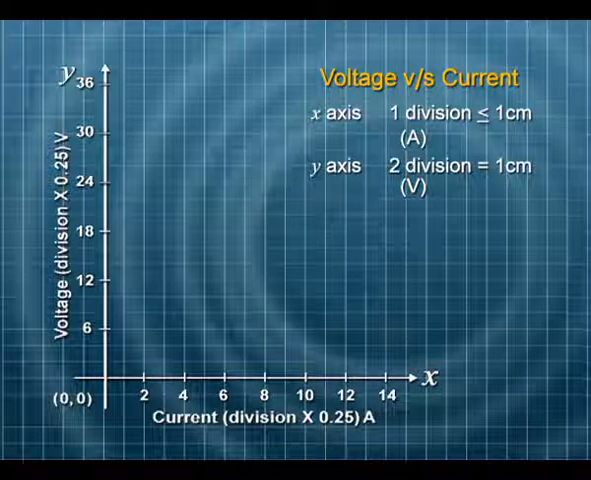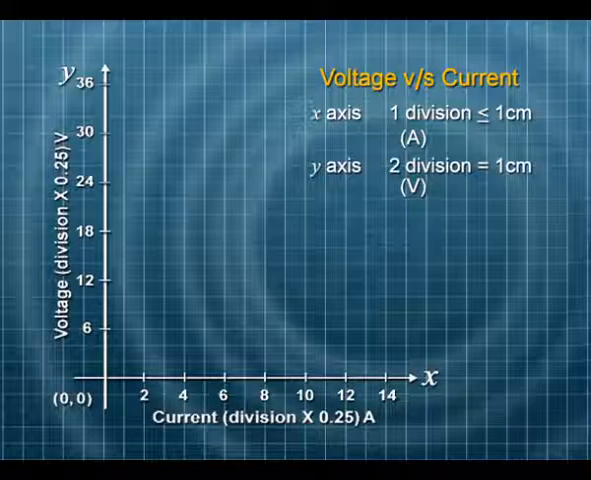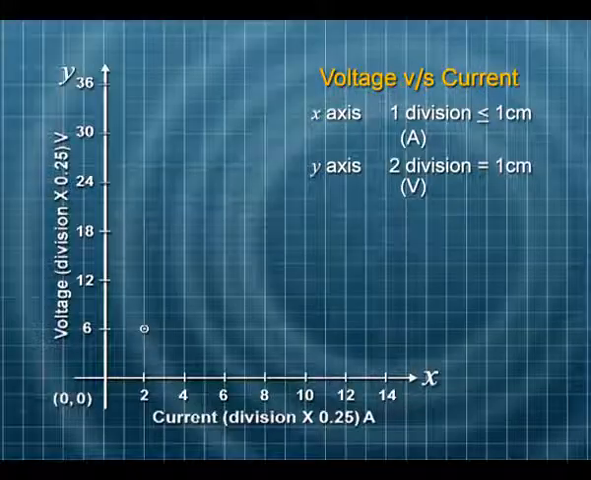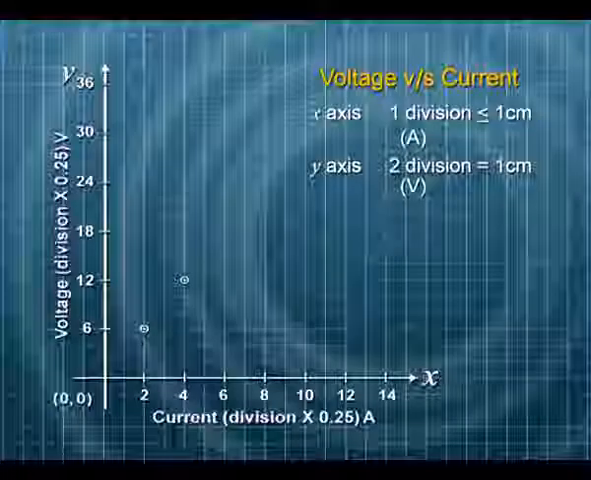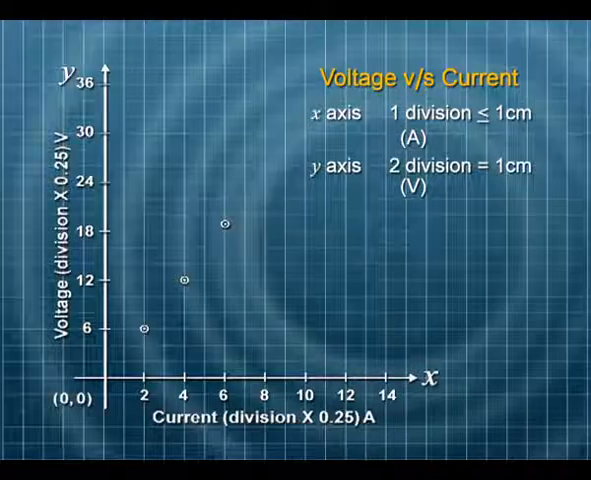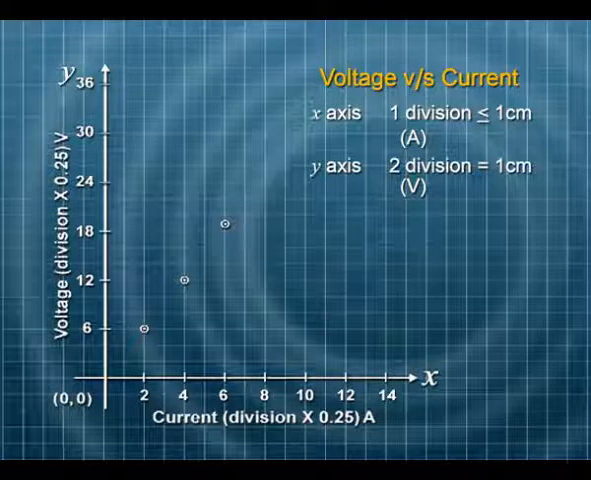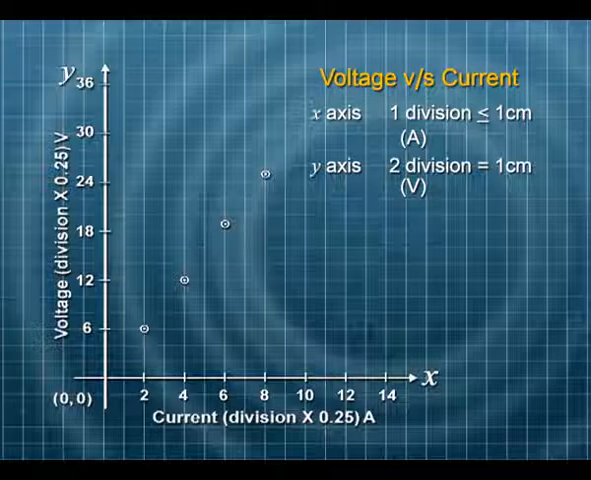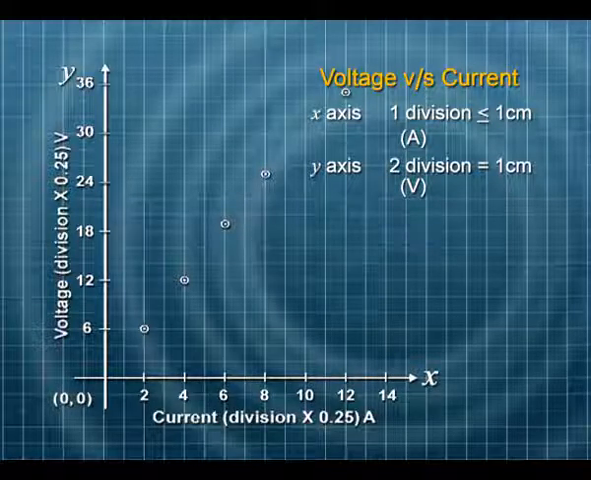Now, let us plot this 2 and 6. So, 2 and 6, our first point will be here, then 4 and 12, our next point will come here, 6 and 19. So, this is 18, so this will be 19, 8 and 25. So, this value will come somewhere around here, and 12 and 35.